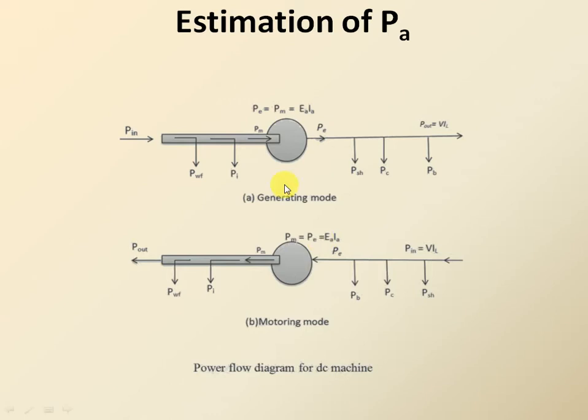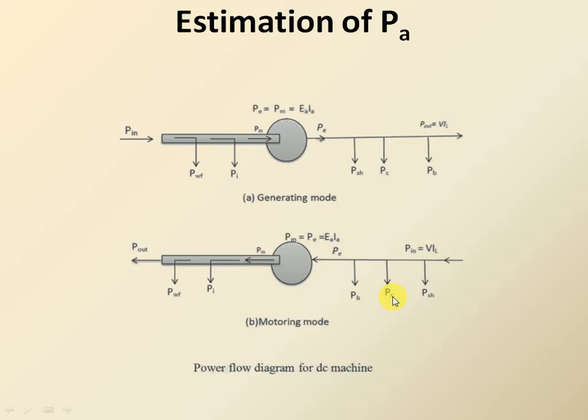The first diagram represents the power flow in the case of a DC generator, and the second diagram represents the power flow in the case of a DC motor. In the case of the generator, if you subtract the friction, windage and iron loss from the mechanical input, you will obtain the armature power developed. You can obtain the value of armature power from the output power also. In order to obtain that, you have to add the field copper loss and the armature copper loss to the output power. This PB actually represents the losses occurring in the brushes.